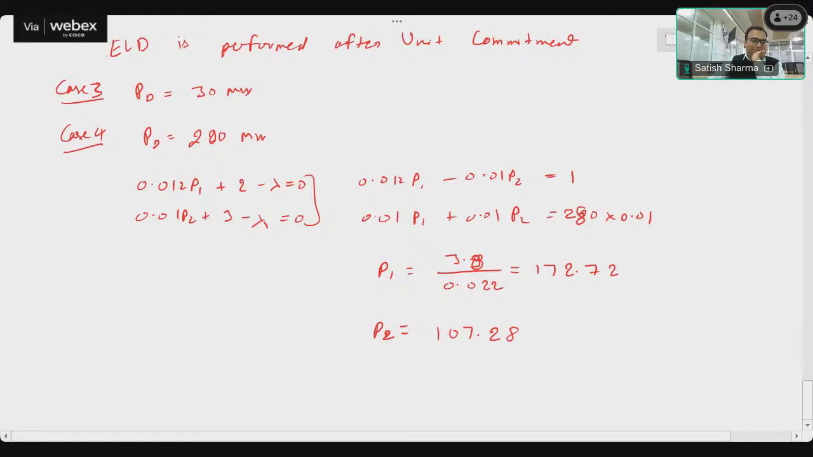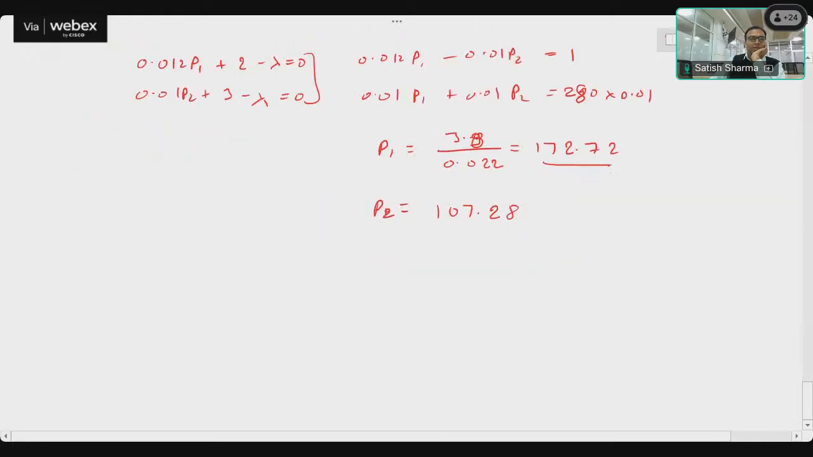Now, if we look at this, the particular demand has reached a maximum limit, so we will not go with this particular solution. What we will do is enforce the limits. So P1 has to be made 150, and once P1 is there, P2 will automatically become 280 minus 150. So how much will it be? It is 130.